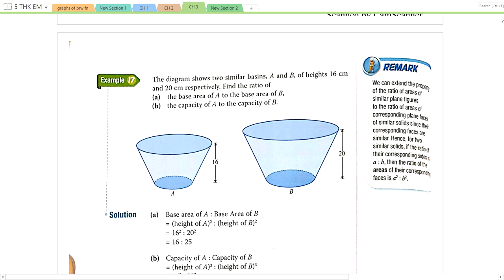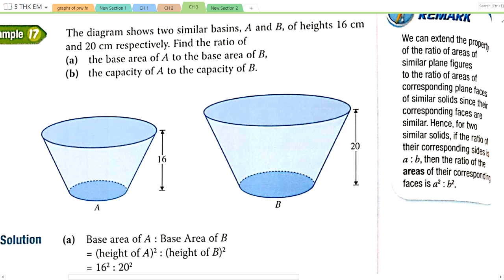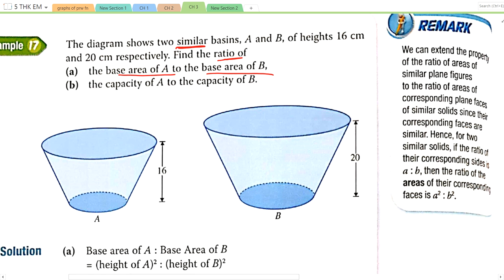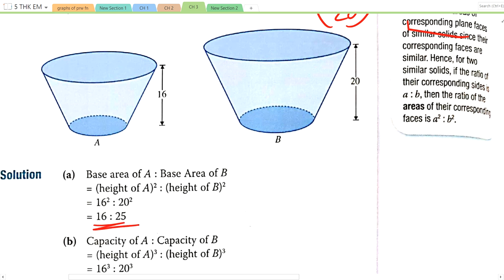Ready to do questions? Here we have two similar basins. Take note of the keyword similar. So we need to know straight away that the ratio of volume must be the cube of the ratio of sides. The heights are 16 and 20. Find the ratio of base area of A to base area of B. Are they asking for volume or area? Area. Okay, what is the ratio then? Without looking at the answer. So the ratio will be 16 over 20, and we square it because they want area. You simplify, and in this case you get 16 to 25.